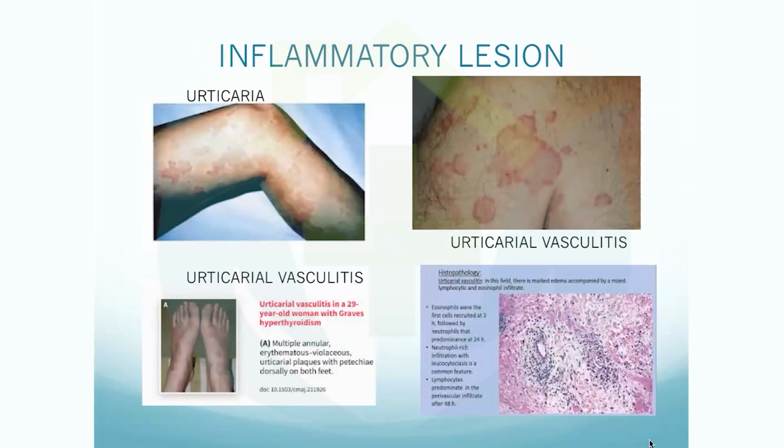Now, if these urticarial lesions persist more than 24 hours and leave some erythematous or hyperpigmented marks, think more than urticaria. It could be urticarial vasculitis. And on histopathology, it can show this vasculitic picture. This is a 29-year-old patient with Graves' disease with hyperthyroidism, who presented with these urticarial vasculitic lesions.